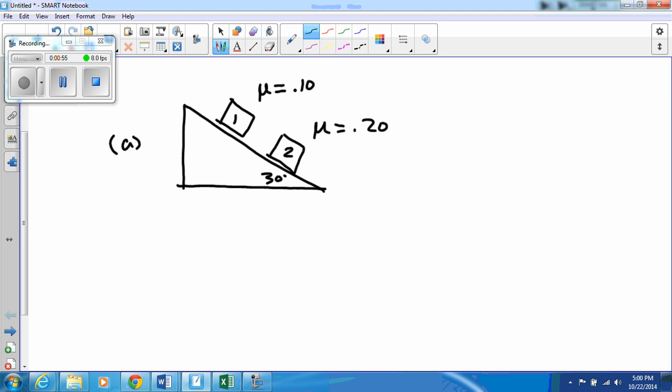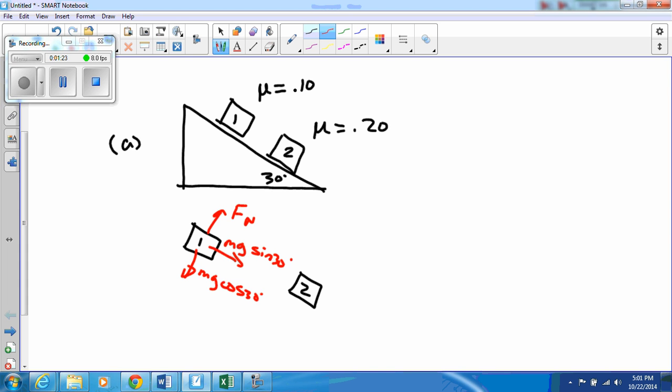We have a 30-degree angle here. And now they ask, what is the acceleration of each block? And so we're going to need to treat each block separately. So here's block 1, and we know enough to know that we're going to have a component of gravity that is mg sine 30 here, and mg cosine 30 here, and a normal force Fn, and a frictional force F equals mu times normal.